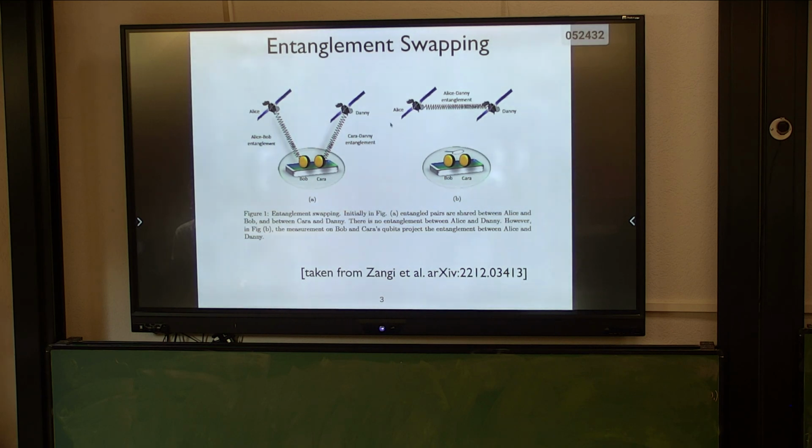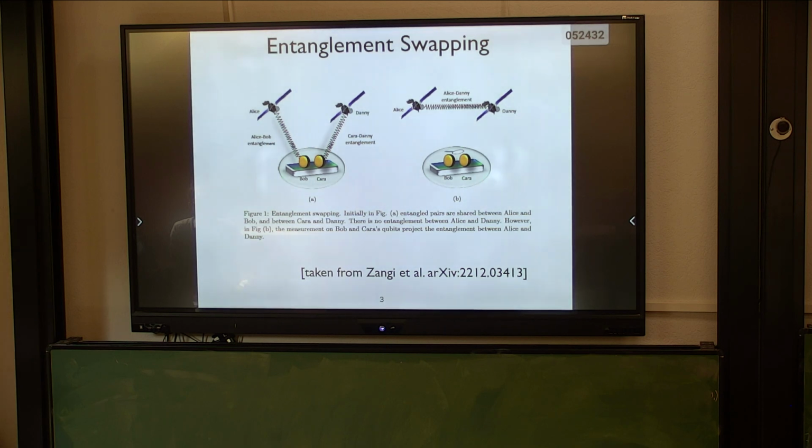This is just a qubit problem, so you can easily start from maximally entangled pairs and apply the projection operator. Then you find that the Alice-Danny qubits are maximally entangled. This is called entanglement swapping, because in the initial state the entanglement was in the vertical direction, and after the measurement the entanglement is in the horizontal direction. This is the most basic setup of entanglement swapping involving 4 qubits.